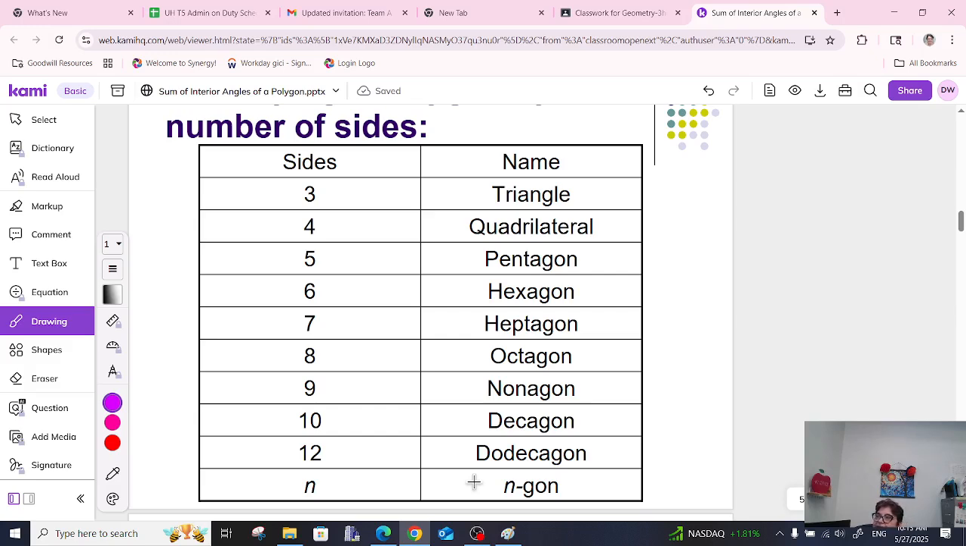Number 8 is octagon. Number 9 is nonagon. 10 is decagon. 12 is dodecagon. Any other numbers, you use the number with a gon next to it. So notice that it didn't have 11, right? So you would write 11 gon. If it was 100-sided, you'd do 100 gon. Okay? That's how you would do that. Any questions on that one?